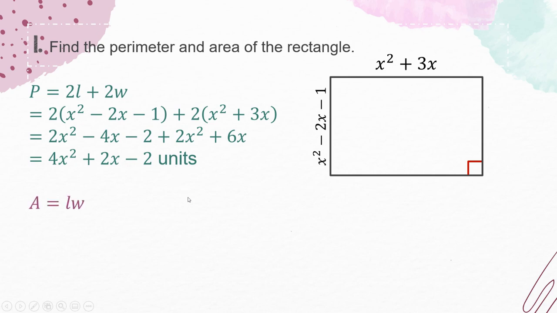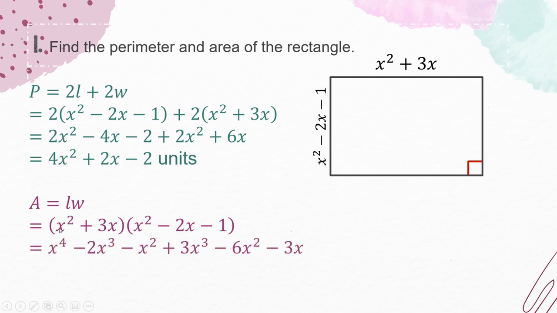Next, we need to find the area. The area is length times width. So our length, we can switch that around because multiplication is commutative, and I like to have the one with fewer terms first. So we have the binomial times the trinomial. You can use a generic rectangle if you want, but we're simply going to distribute the x squared and then distribute the 3x to each term.